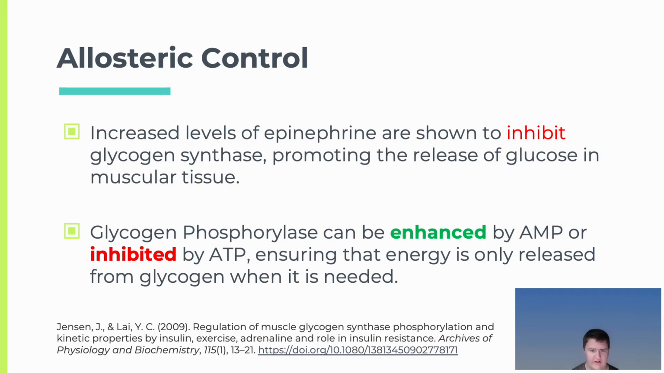And when it comes to allosteric control, one big molecule that we have is epinephrine, which is shown to inhibit glycogen synthase. And the opposite effect of that is that we are going to promote the release of glucose from the muscular tissue. It goes back to our fight or flight response. The other mechanism that we have is that glycogen phosphorylase will be enhanced by AMP and inhibited by ATP. So this makes sure that we're only breaking those glucose molecules off to break them down into energy when we need the energy.